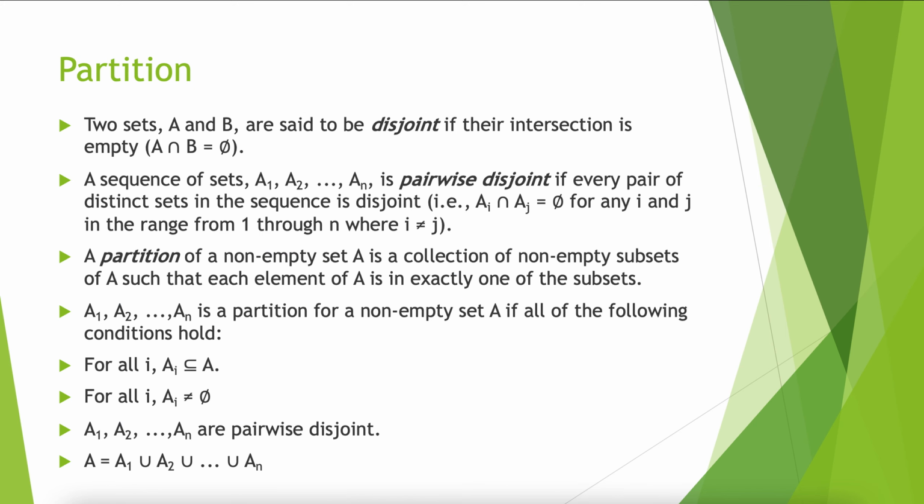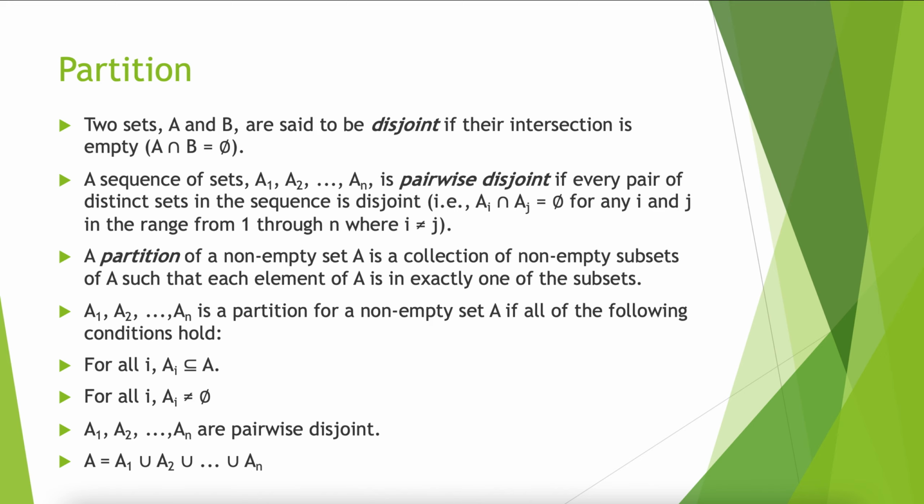Now partition. Two different sets are said to be disjoint if their intersection gives you a null set. If you have a sequence of sets, say A1 through A10, it is pairwise disjoint if every pair of distinct sets is disjoint, which means A1 intersect A2 is the null set, and it doesn't matter which values of i and j. Whether it's A1 and A2, A2 and A5, or A1 and A7, whatever pair you pick, if the intersection is a null set, then you end up with a pairwise disjoint collection.